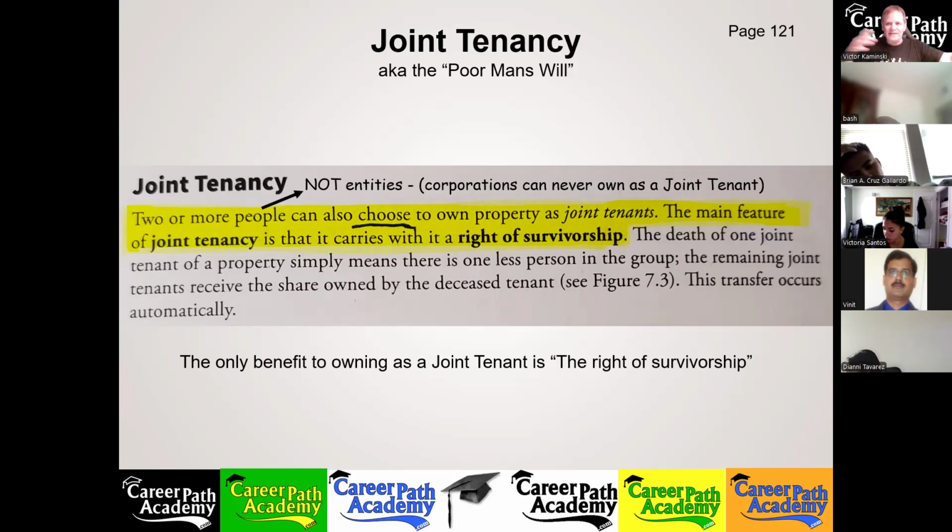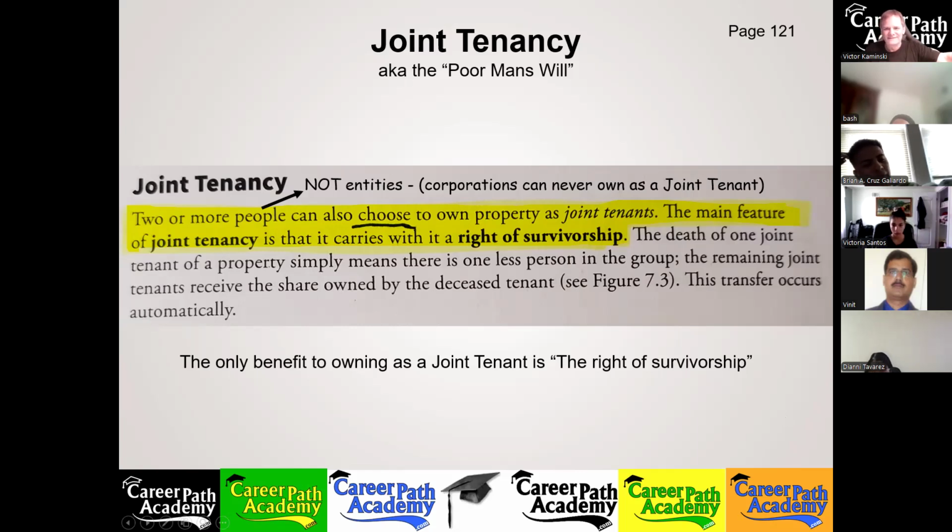So that means you cannot leave your ownership shares in a will to anybody, because upon your death, your partners will automatically split your shares of ownership. That's the whole purpose of joint tenancy. Why you would want to do this? Talk to an attorney. I don't know.